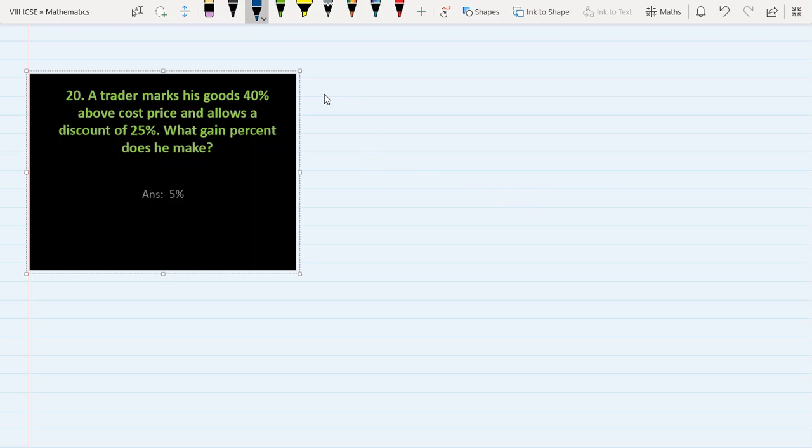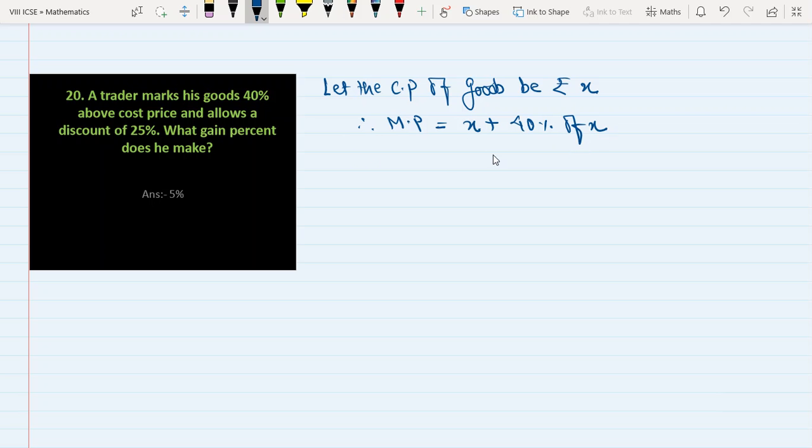Last class somebody asked me whether we should use the X method or the 100 method. So here I would suggest you to use the method of X. So we'll use the method of X. Let the cost price of goods be rupees X. A trader marks his goods 40% above the cost price. Therefore, mark price is equal to X plus 40% of X.